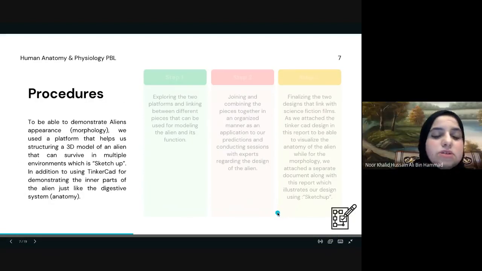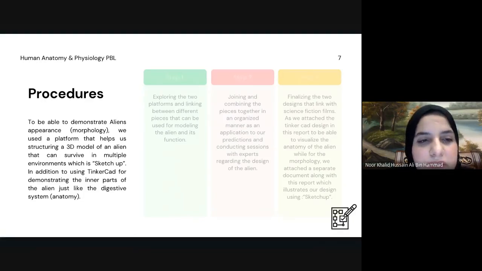As for the procedures, in the beginning, to be able to demonstrate aliens' appearance or morphology, we used a platform that helped us in structuring a 3D model of an alien that can survive in multiple environments, which is SketchUp. And in addition, we used another website, which helped us in demonstrating the inner parts of the alien, specifically the digestive system anatomy.